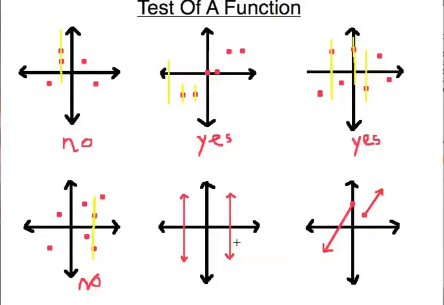And of course on this one, it fails the vertical line test miserably right here, passes through a great number of points, and it also fails the vertical line test over here. So very simply, it's not a function.